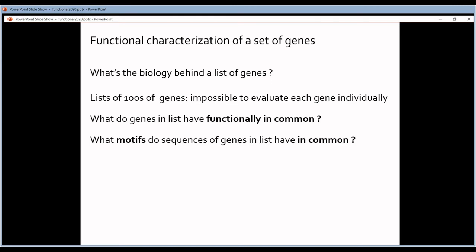You can see what the genes in the list have functionally in common. Do they all play a role in the same biological process, for instance? But on the other hand, instead of looking at function, you can also look at regulation. Are they all regulated by the same transcription factor? Do the sequences of the genes have motifs in common? In this course, we will talk about these two aspects, but we will start with the functional characterization.